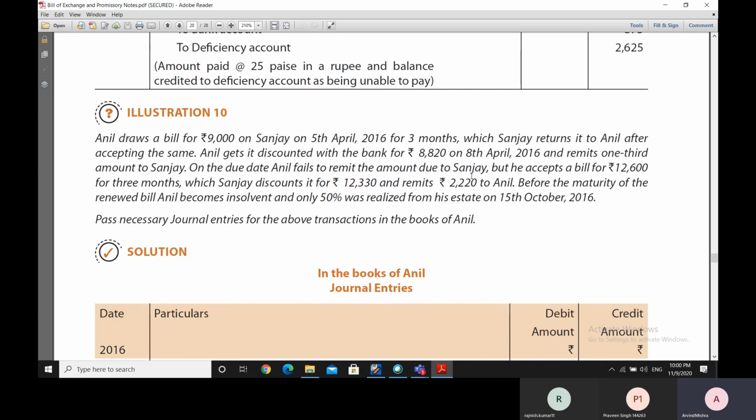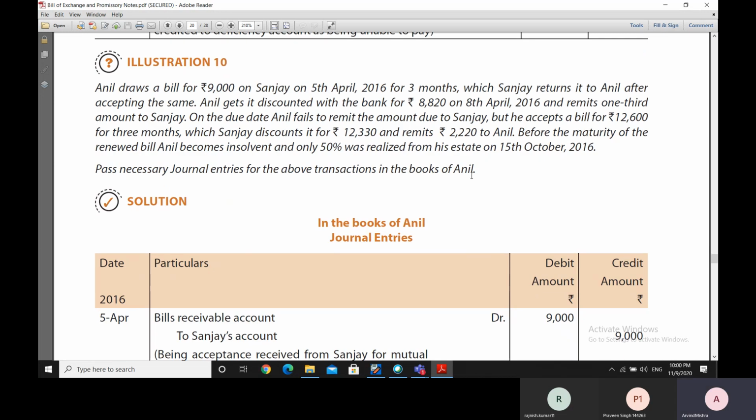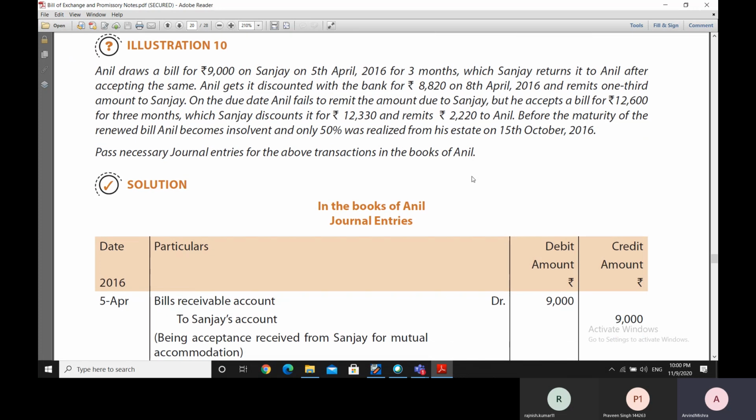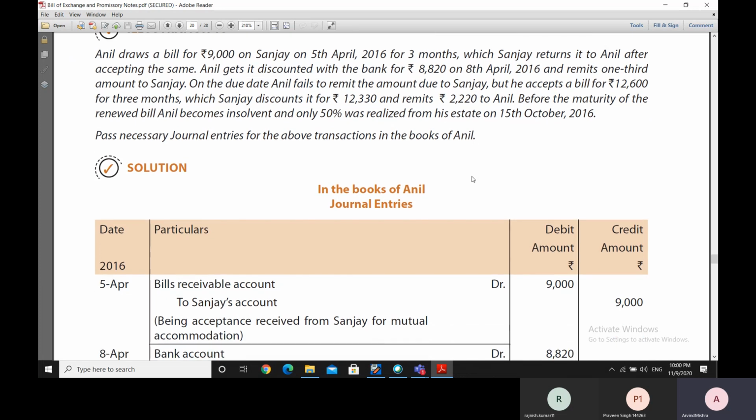Now let us see illustration 10. Now in illustration 10, Anil draws a bill for rupees 9,000 on Sanjay. We are dealing with accommodation entry, so first we have to very clearly understand the entire question. Anil draws a bill for 9,000 rupees. Let us go on seeing simultaneously the entries also. Now we have to draw the journal entries in the books of Anil.